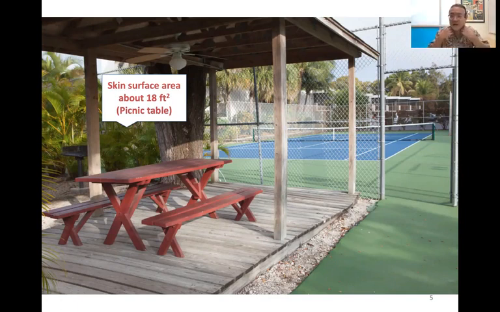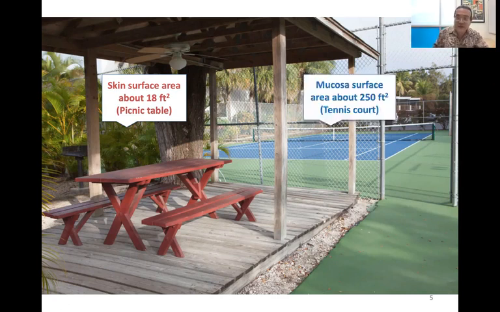What about if we were to take all the surfaces of my GI tract, respiratory tract, urogenital tract, etc., and unwrap that and spread it out? How much surface area would that be? I think you can already guess just by looking at that picture. That would be about 250 square feet of surface area. So about the size of this tennis court, right?